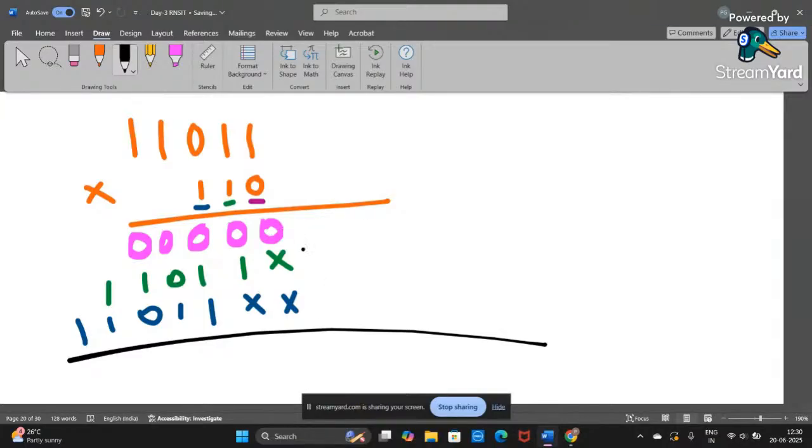Similar addition. 0 and 0. Adding all this we will get 0. 0 plus 1, it is 1. 0 plus 1, it is 1. 1 plus 1, it is 10. We're writing 0 here. 1 will be carried forward to the next one. So 1 plus 1, it is again 10. We're writing 0. 1 will be carried forward to the next one. Same. 1 plus 1, it is 10. Writing 0 here, 1 will be carried forward to the next one. So 1 plus 1, it is 10. 10 plus 1, it is 11. 1 we are writing here. 1 will be carried forward to the next one.